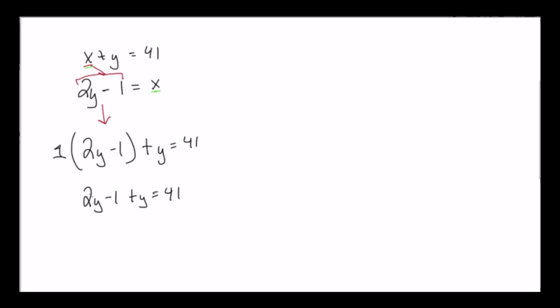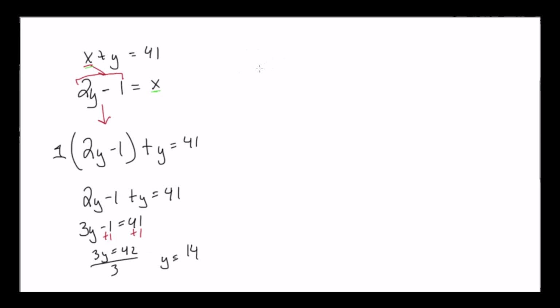Well, now we're going to combine like terms. And we're going to have 3y minus 1 is equal to 41. And we're going to do some simple algebra. Plus 1, plus 1. We have 3y is equal to 42. Divide by 3. y is equal to 14. Yes. Okay. So now we know one of the numbers is 14.